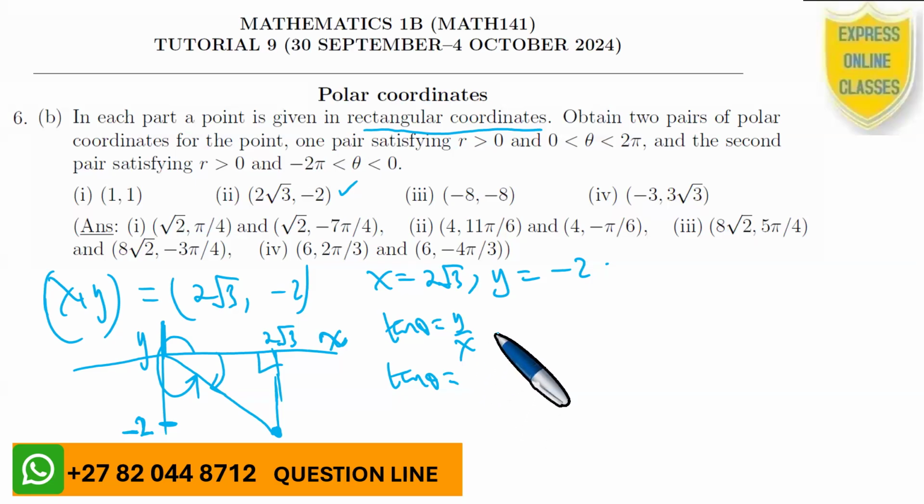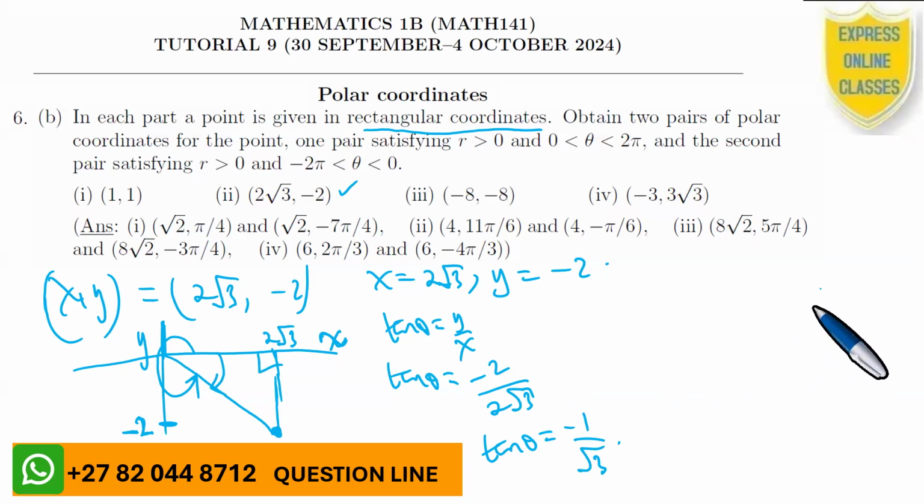Okay, yeah. So what is our y over x? It is minus 2 over 2 root 3, which is minus 1 over the square root of 3. So if you use the special triangles, this is 2, pi out of 3, pi out of 6, square root of 3, 1.